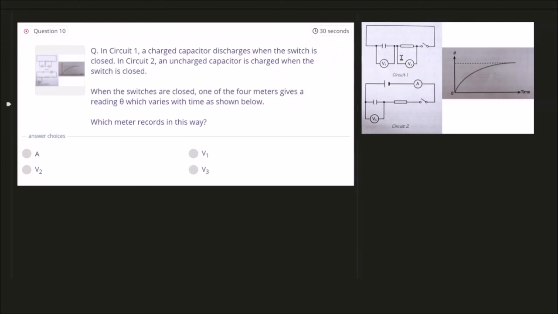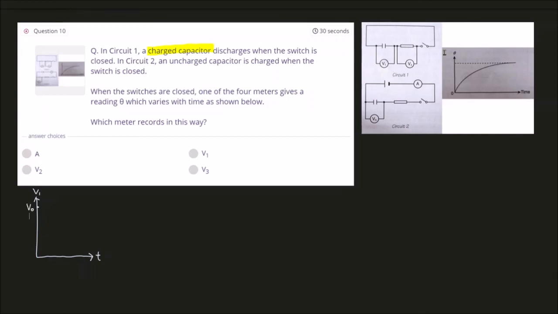Let's try and analyze this V1 over here. V1 is connected across a charged capacitor. You see here in circuit 1, they mentioned that this is a charged capacitor. So if it's a charged capacitor, it must already have some kind of potential difference across it, because there's charge over there. So this graph definitely starts at the top, somewhere which we can call V0 probably.